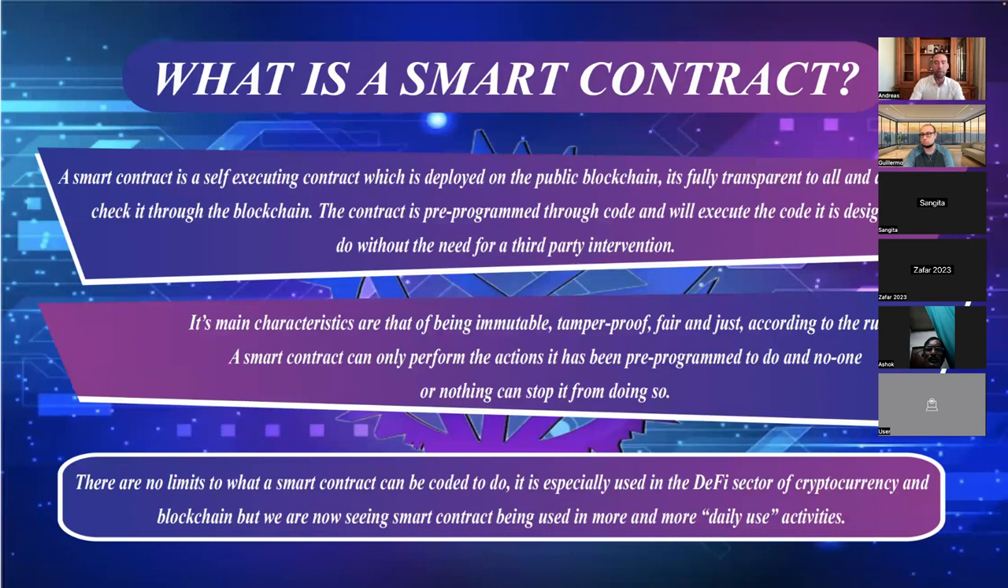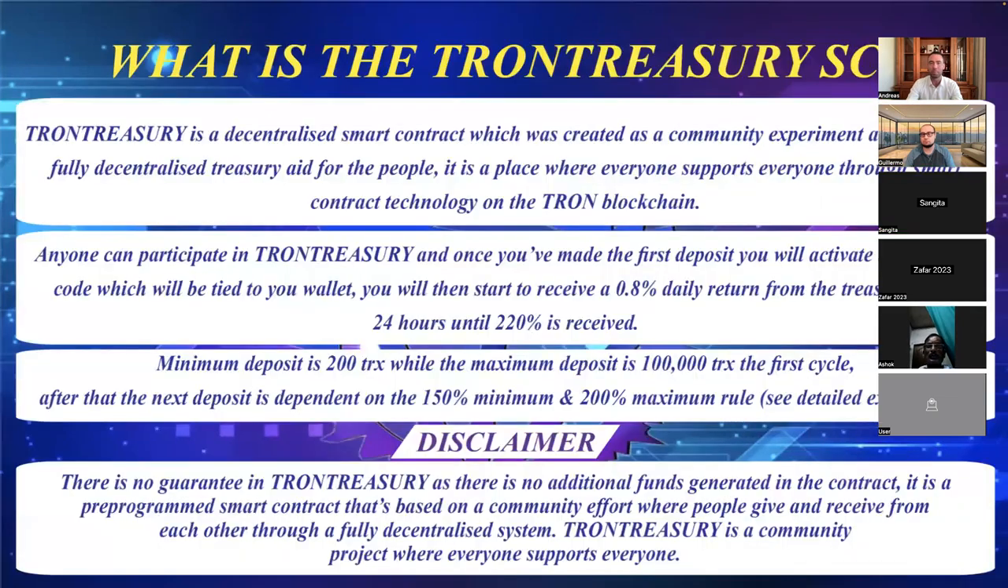Now, the main characteristics of a smart contract is that of being immutable, tamper-proof, fair and just, all according to the rules. It can perform only the action it has been pre-programmed to do, and no one or nothing can stop it from doing so. There's also no limits to what a smart contract can be coded to do. It is especially used in the DeFi sector of cryptocurrency and blockchain, but we're now seeing smart contracts being used more and more in daily use activities as well.